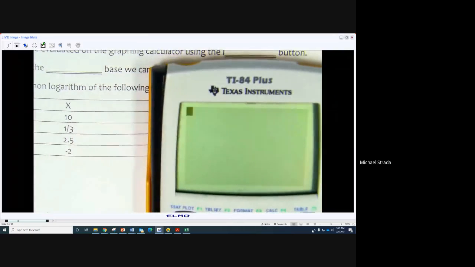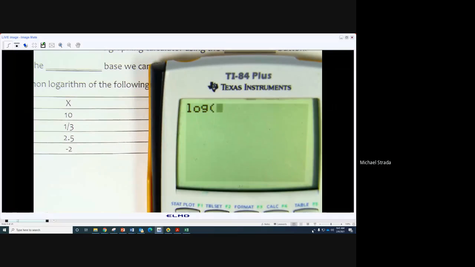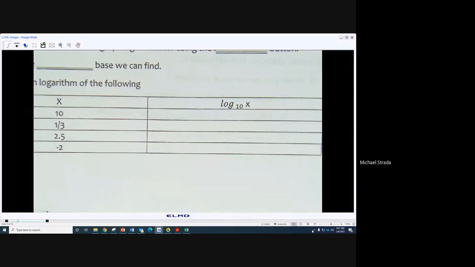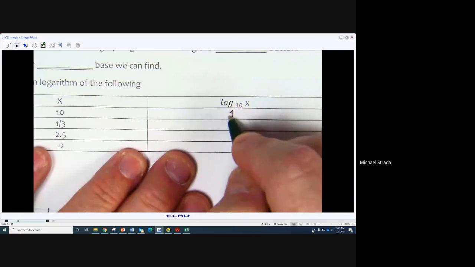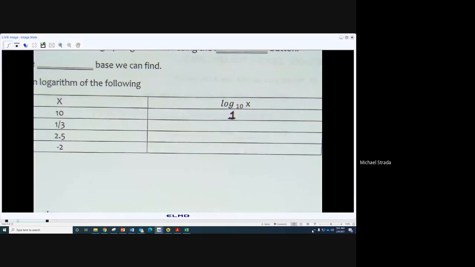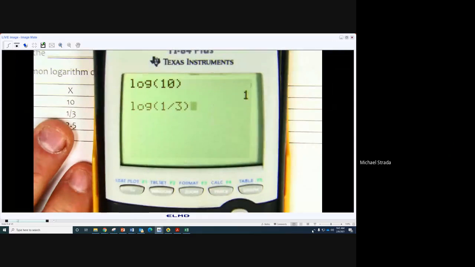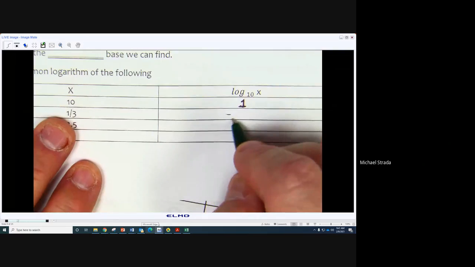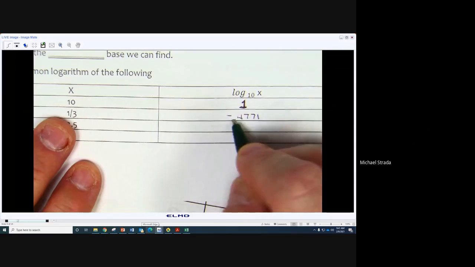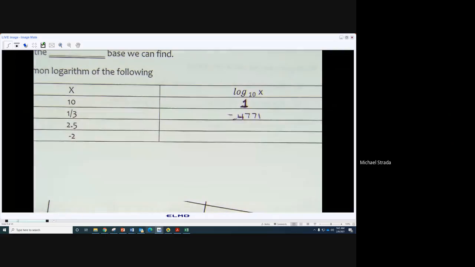All right. So when we're doing it, we hit the log button on your calculator, whatever it is, hit the number, and boom, it'll crank it out for us. So the common logarithm of 10 would be 1. If I do the log of 1/3, and you just enter it as a division problem, 1 divided by 3, you get negative 0.4771. When it doesn't tell you where to round to, you should go out to 4 decimal places.